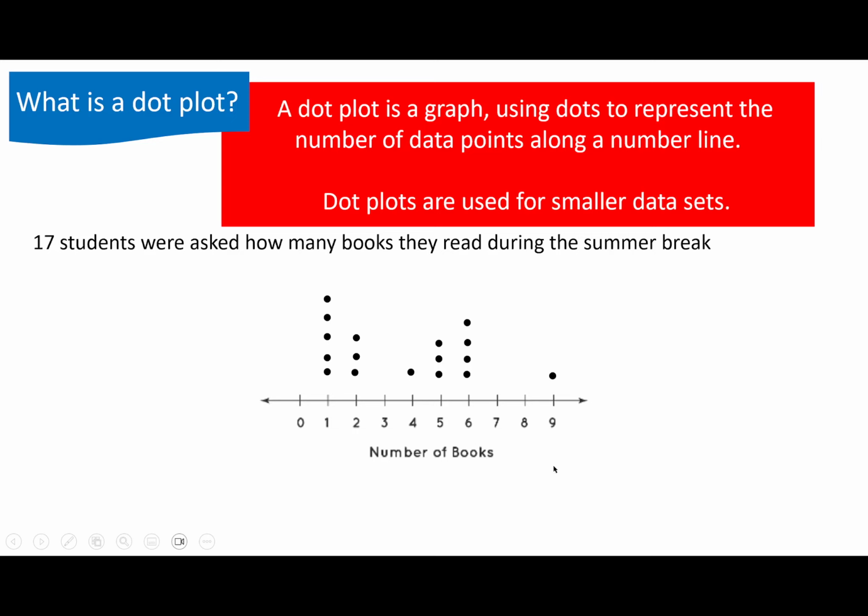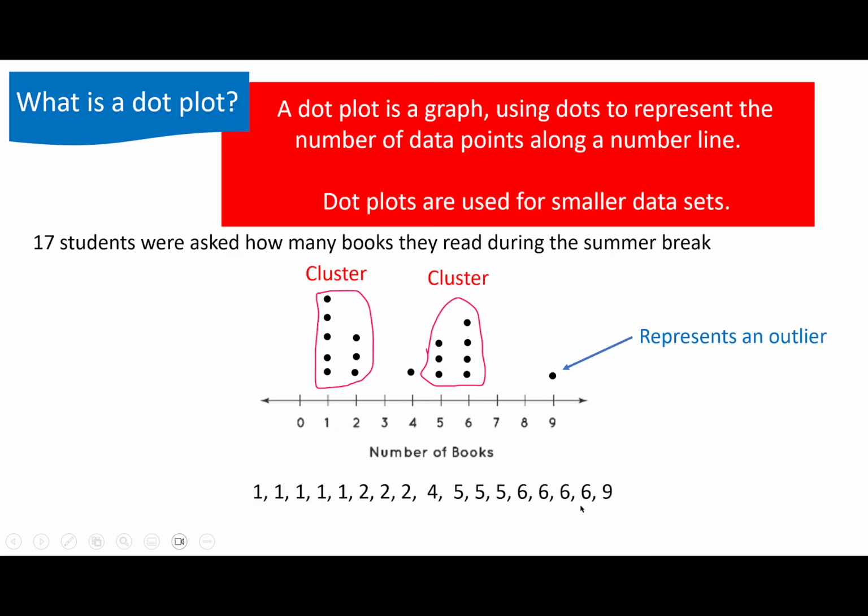This is called a cluster. This one here represents an outlier. It's way away from the average here, very far away. Now, your real data set is this: 1, 1, 1, 1, 1, 5 times, 2, 2, 2, 3 times, 4, etc.